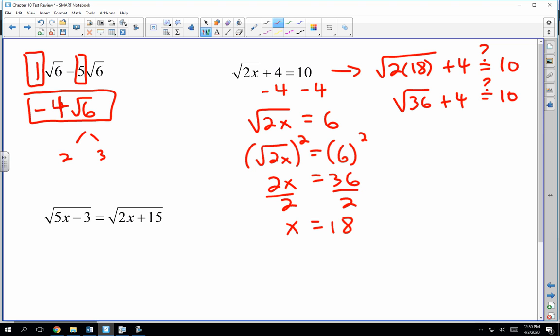Square root of 36 is 6. And 6 plus 4, I think at this point we can clearly see that it does work. 10 equals 10. And so this is the solution. You can go ahead and box it now.